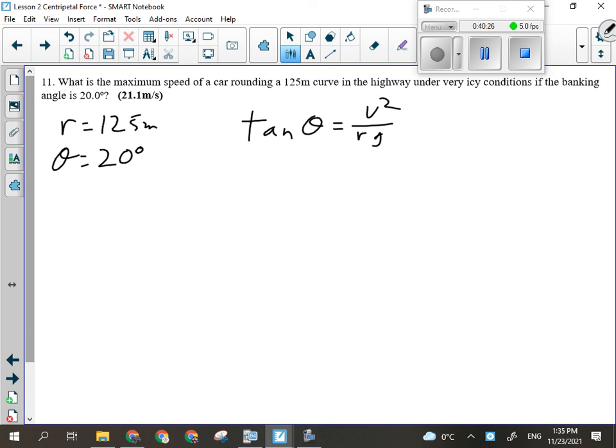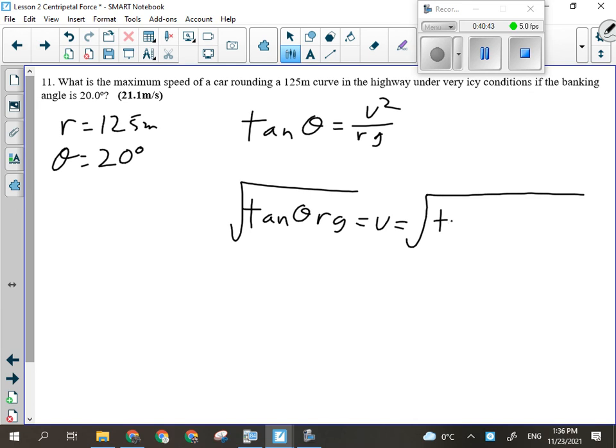So I am looking for the maximum speed, so I'm looking for V. I've got to multiply both sides by R times G. So I'm going to have tan of theta times R times G equals V squared. I just want V, so I'm going to square root that. That will leave me with the tan of 20 times 125 times 9.81. That should leave us with 21.1 meters per second.